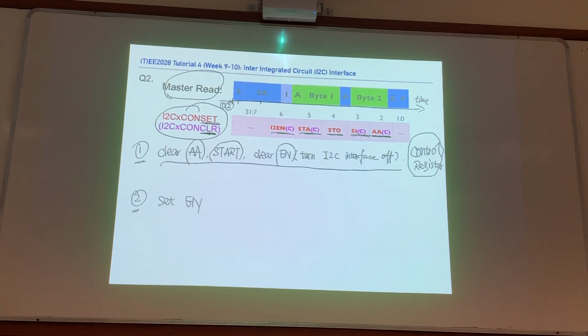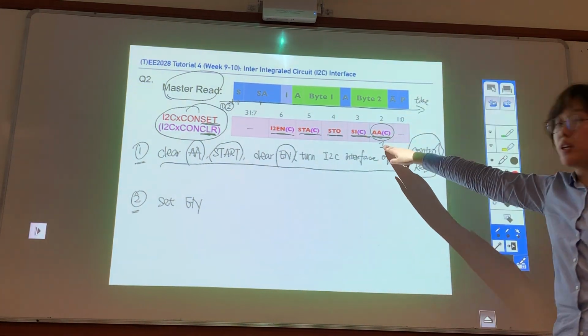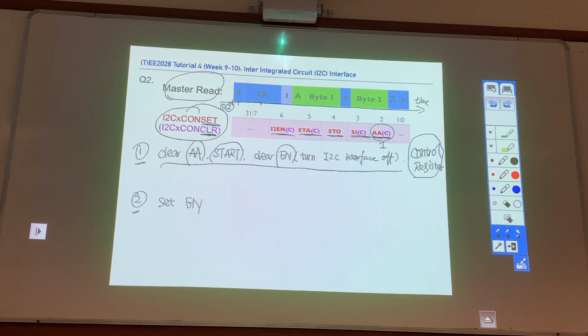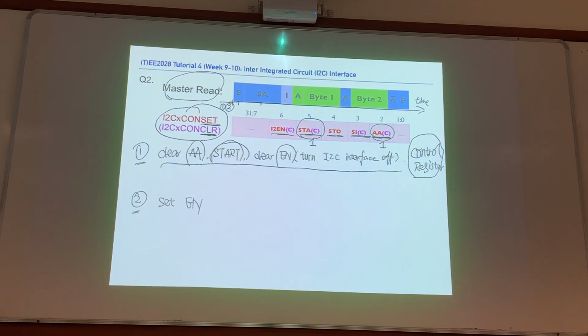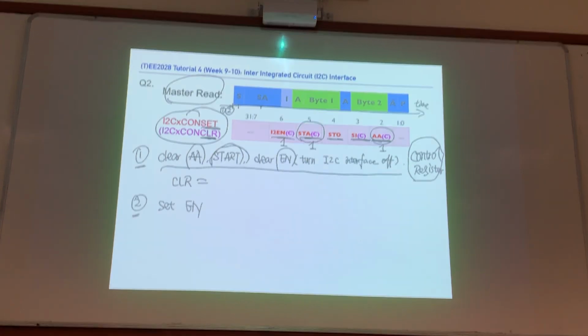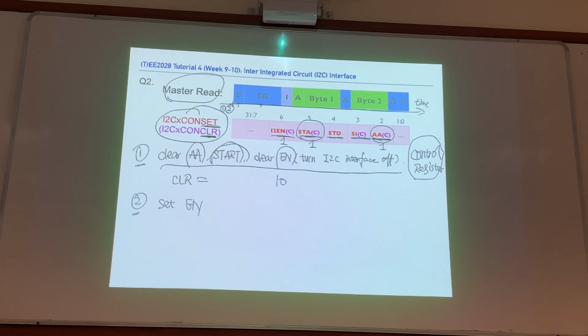Okay? So how to clear them? You use clear register. Right? So how to use clear register? You want to clear AA, then what should you do here for your clear register? Imagine this is your clear register. What should you put here? 1. Okay? And similarly, what should you put for your start, which is here? This is start. You want to put it 1 here. Okay? And then you want to turn enable off, so you want to put 1 here. So basically, you want your clear register equals to 0, 1, 0, 0, 1, 1. You want your clear register like this.